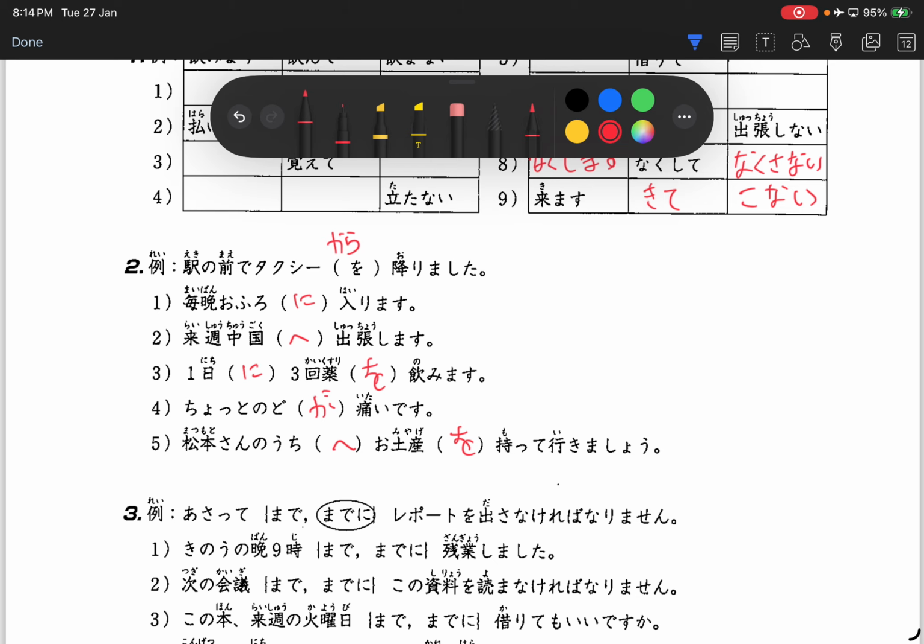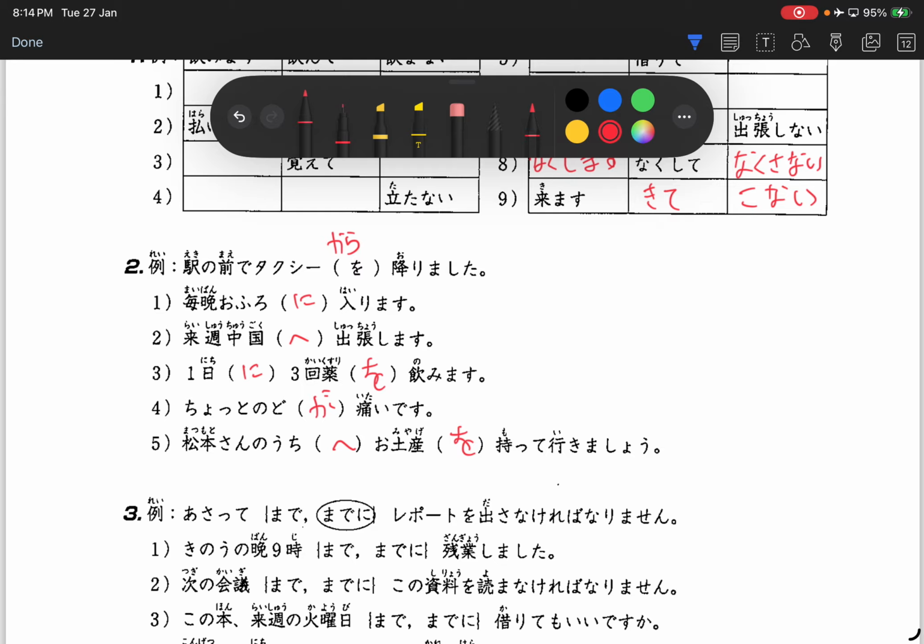松本さんの家のお土産を持って行きましょう。Let's take this souvenir of his house. Let's take and go lah. This is the souvenir of his house. People's house, the souvenir you take for what? Doesn't make sense, right? But it can, it makes sense. However, contextually, it doesn't make sense. But grammatically, it's correct.